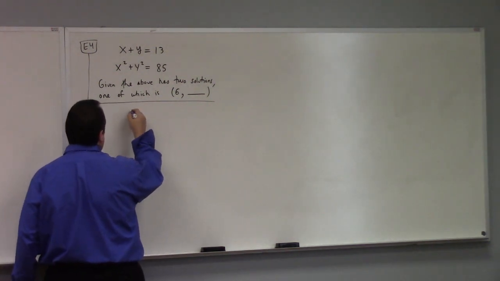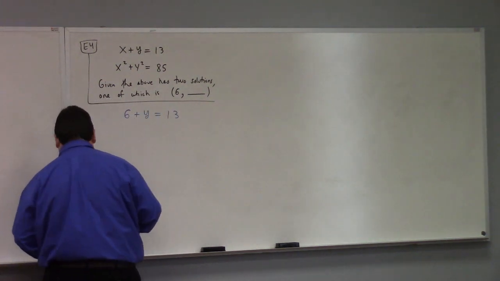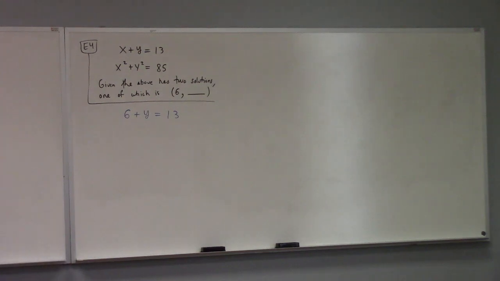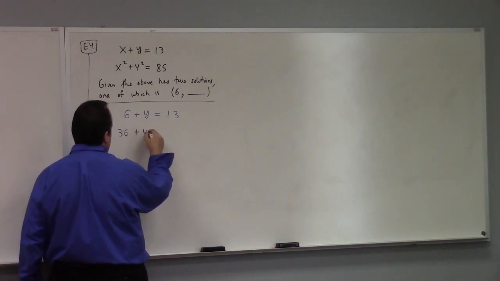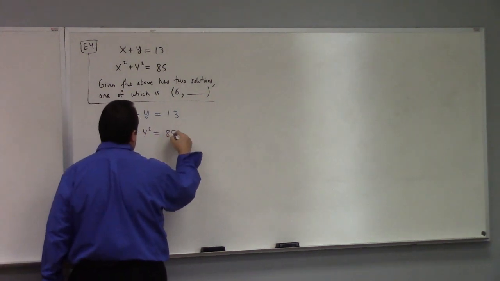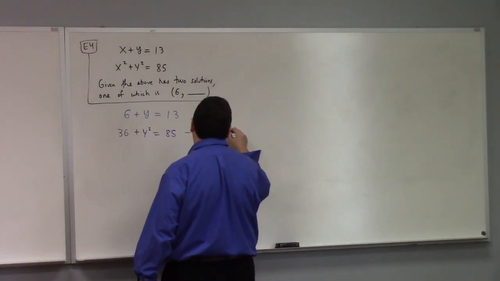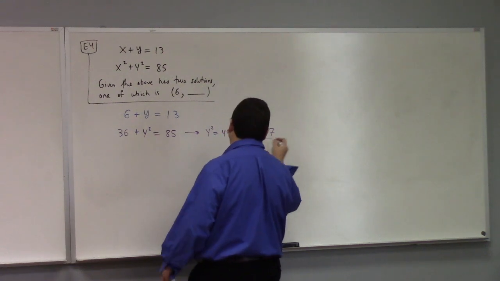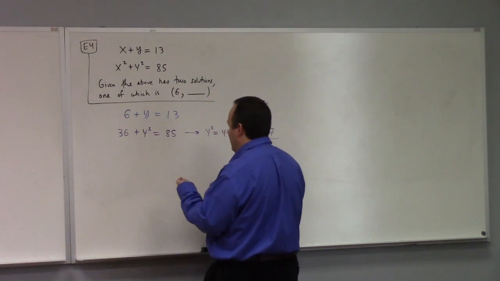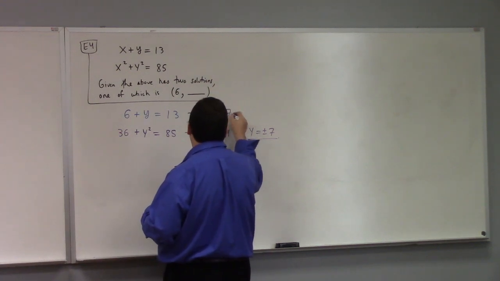So we've got 6 plus y equals 13. Or what's the other one? That would be y equals 7. Well, yeah, y equals 7 from that. But what's the other one, just for a second? It's 36, right? Plus y squared, 85. So this gives me y squared equals 49, which tells me that y is plus or minus 7. But you're right, what's in blue right above immediately tells me y is equal to 7.